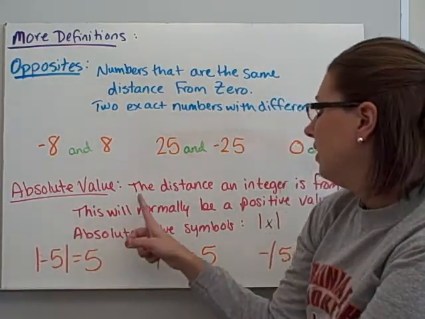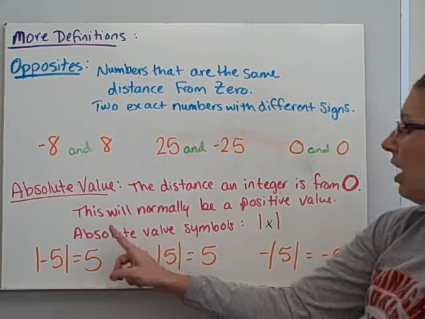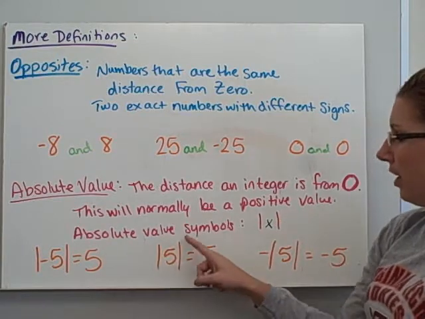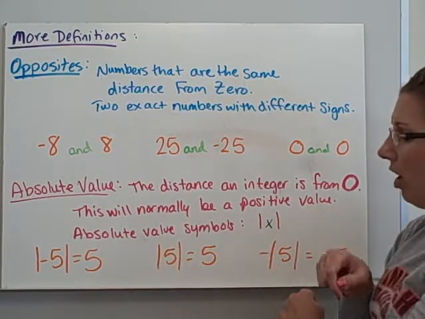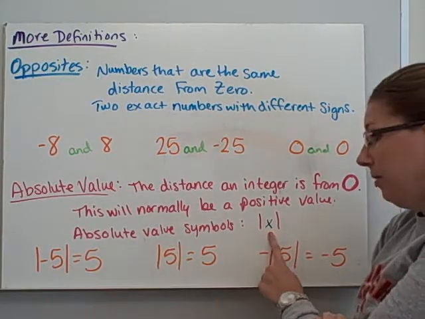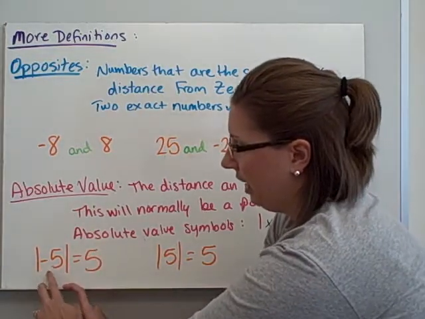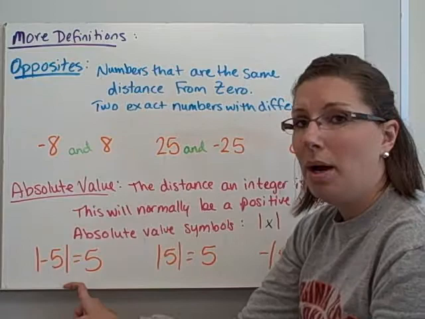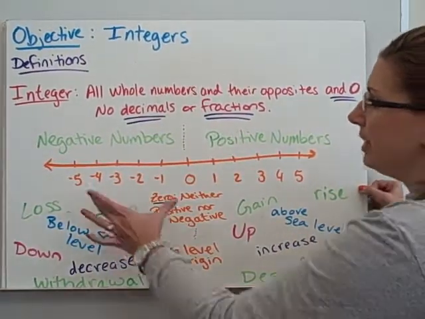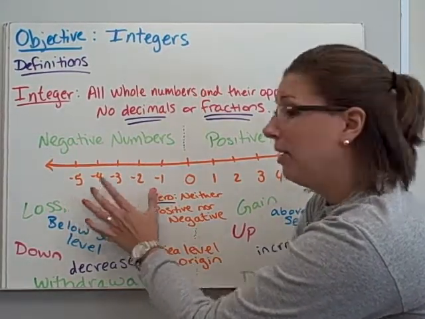Absolute value is the distance an integer is from 0. This will normally be a positive value. The absolute value symbols are these vertical bars that are on the outside of a number or a variable. So if I have the absolute value of -5, I'm going to take my number line and see how many spaces it is away from 0.